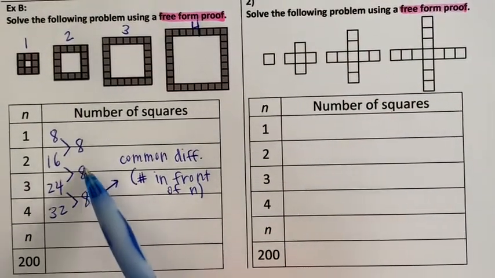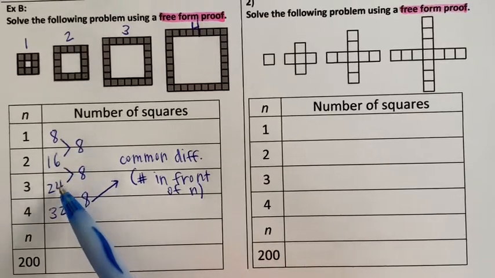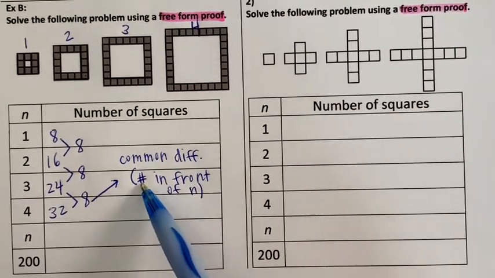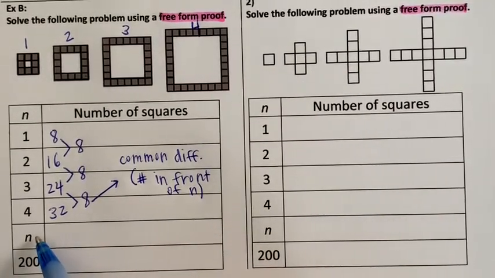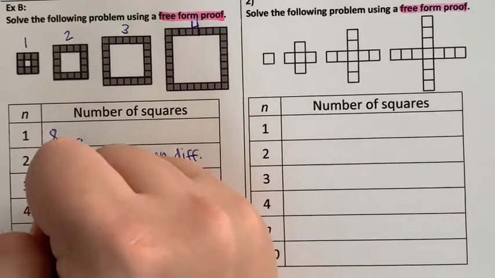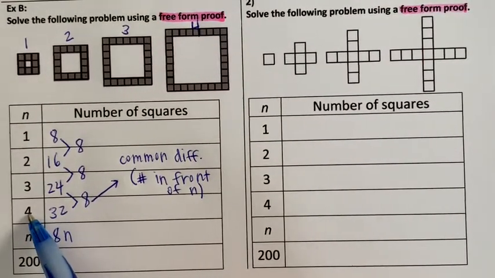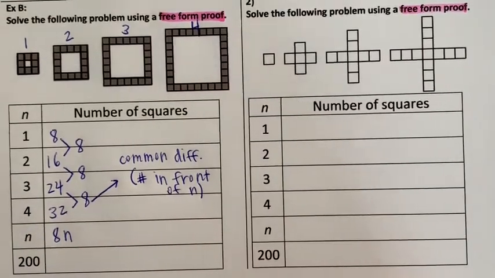So when we find the common difference, these numbers 8, 16, 24, and 32 have a common difference of 8. And this is the number that we can put in front of n. So to write our generic rule, we could say that we're doing 8n. 8 times 4 is 32. 8 times 3 is 24.